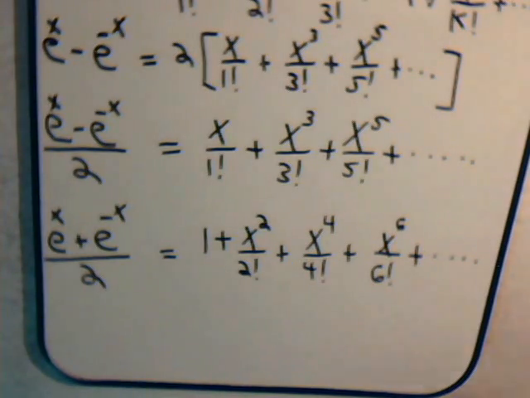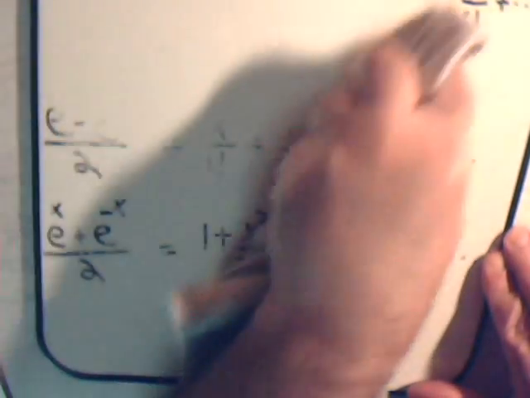Now, instead of having e to the x, suppose, for example, we had e to the nx. What would that look like? So let's make some room.